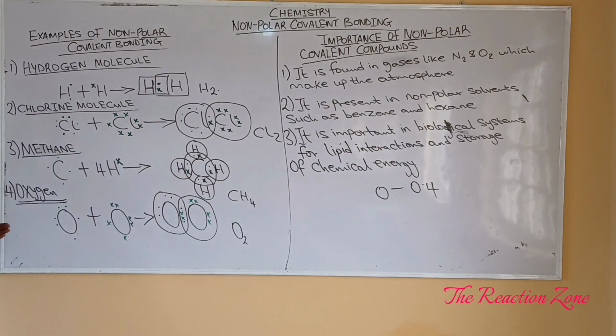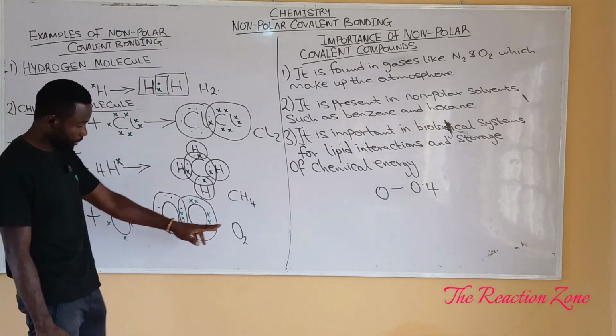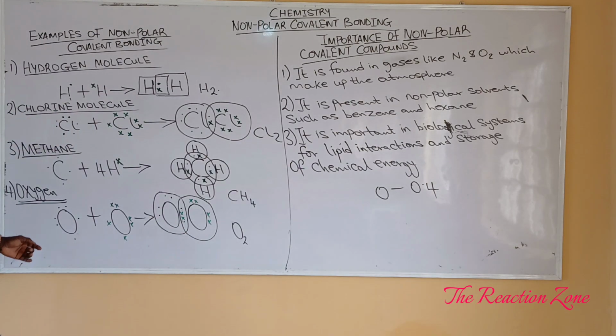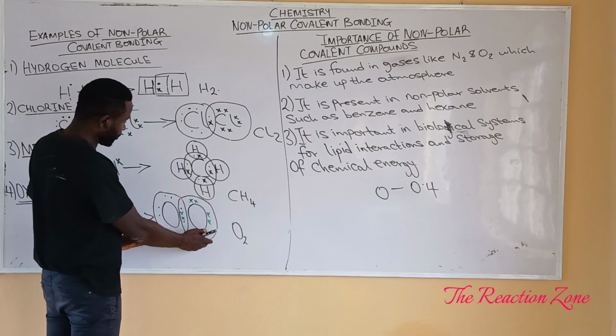The fourth example is oxygen molecule. In oxygen molecule, two oxygen atoms combine to give us O2. And in each oxygen atom, there are 6 valence electrons. But each oxygen atom has a covalency of 2. So it means that each of these oxygen atoms will only donate 2 electrons each for sharing. And when that happens, you have this structure here.